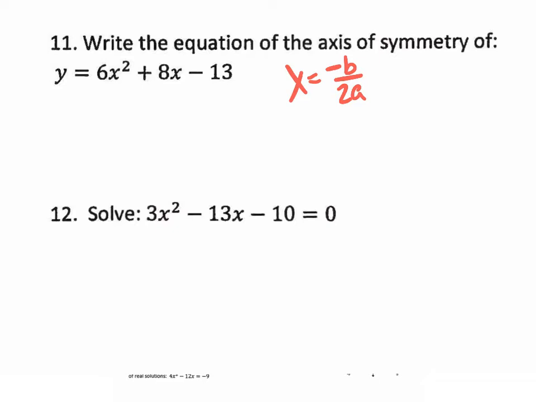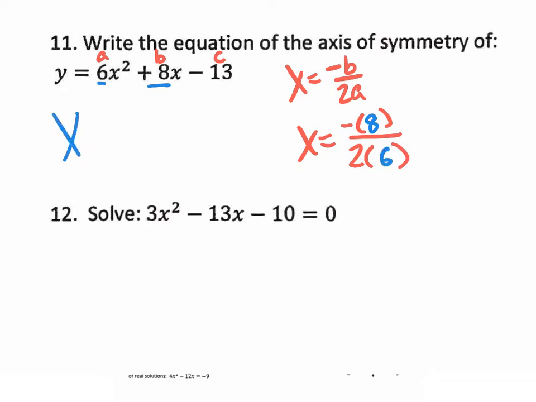And when you use that formula, please write it with parentheses, negative b over 2 times a. Identify your a value, which is 6, your b value, which is 8, and your c value, which is negative 13. So we're going to plug in the b value of 8 right in here, and the a value of 6 right there. So what do we have? We have the equation x equals negative 8 over 12.